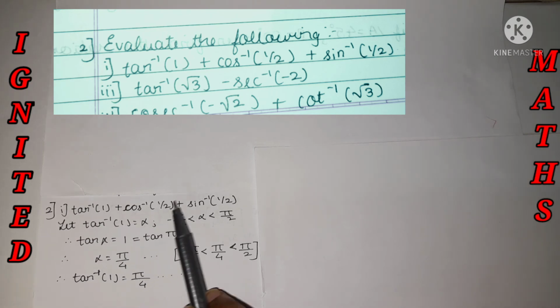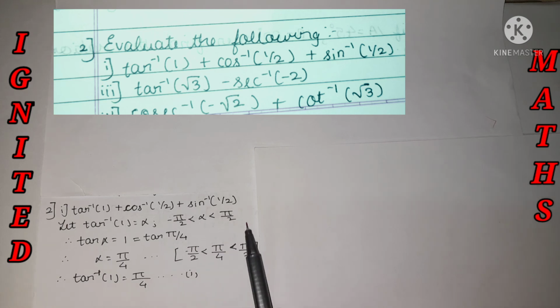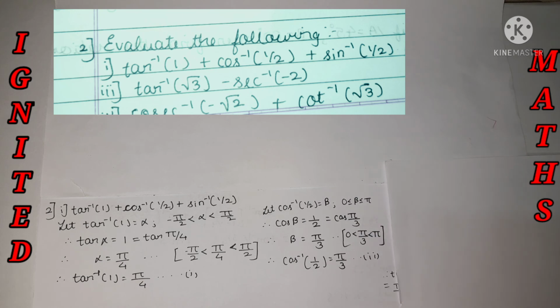Let's represent it as alpha, and it lies between minus pi by 2 and plus pi by 2. And tan alpha is equal to 1, which is nothing but tan pi by 4. So alpha is equal to pi by 4, and tan inverse of 1 is equal to pi by 4, lying between minus pi by 2 and pi by 2. Then the alpha, the principal value, we know. So accordingly we need to find the cos inverse of 1 by 2 and sine inverse of 1 by 2 and we need to sum them.